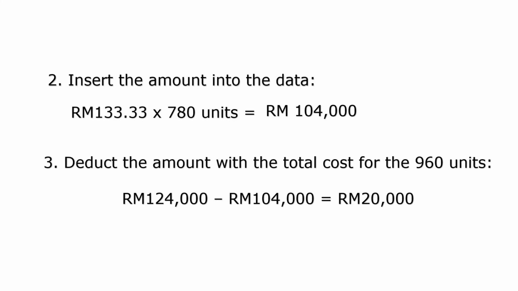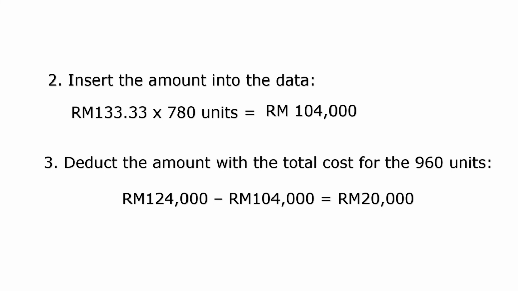All right. Again, to determine the total fixed cost, we just take the total cost incurred for the 780 units. In this case, it was 124,000, and we minus the total variable cost calculated in step 2. So that will give us the total fixed cost of 20,000.